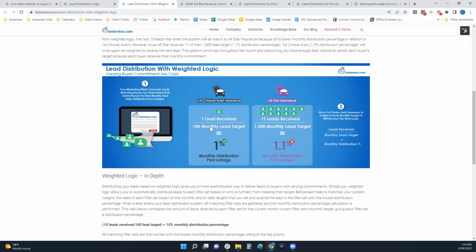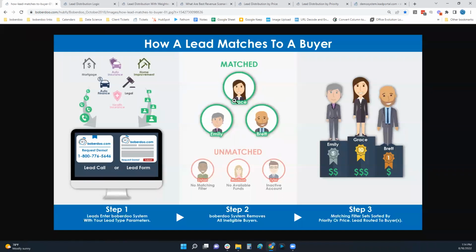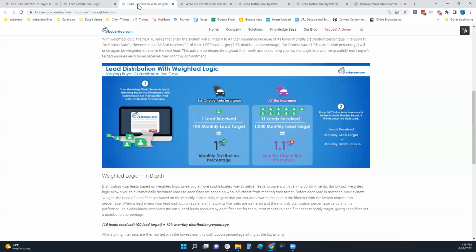And so in this case, instead of setting the limits at 100 and 1,000, we set the targets at 100 and 1,000. And the system calculates your lead distribution percentage for each filter set on each incoming lead. And the final sorting logic amongst the multiple matches is to deliver the lead to whoever has the lowest distribution percentage.